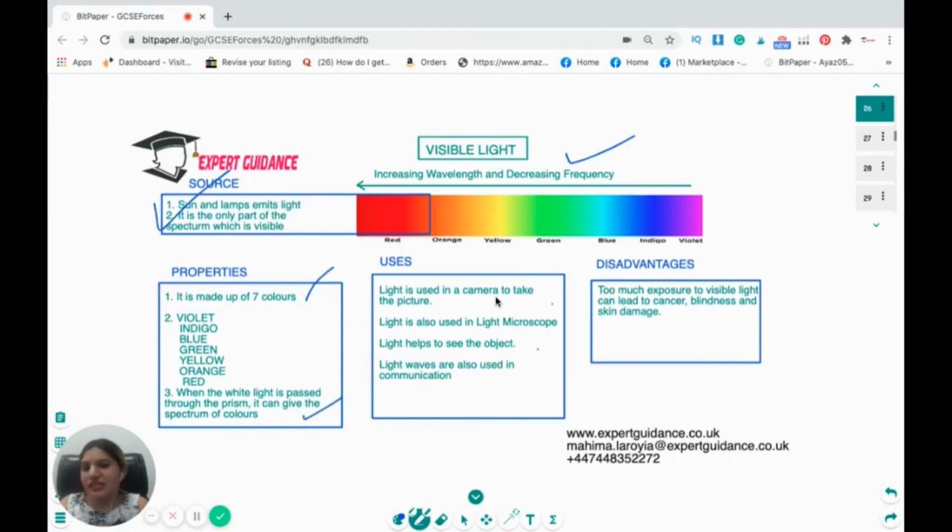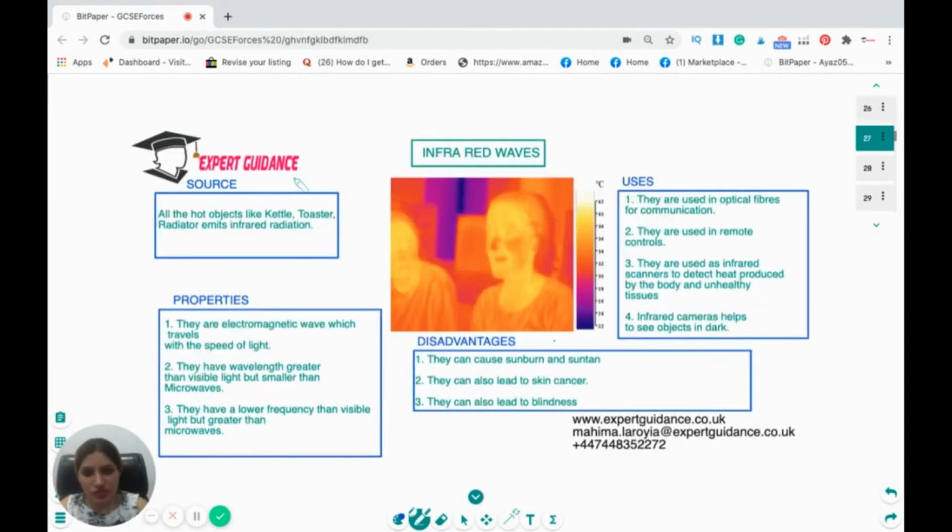The light is used in a camera to take the picture. Light is also used in light microscope. Light helps to see the object. Light waves are used in communication. The disadvantage is that too much exposure to visible light can lead to cancer, blindness, and skin damage.